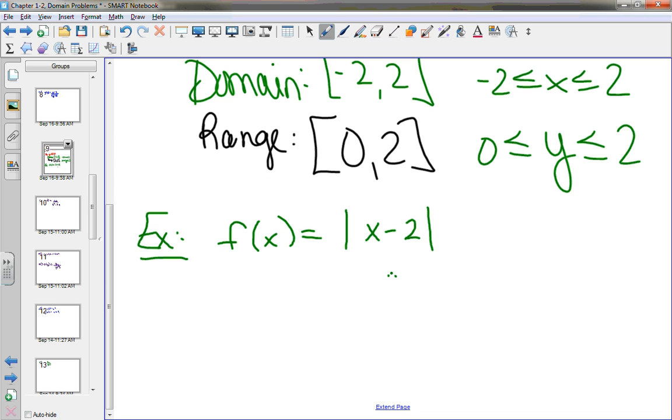Okay, well now let's look at this one right here. The absolute value of x minus 2. Well, if I graph this thing, what does this thing look like before you graph it? Way back to Algebra 2 translations. The absolute value of x looks like what type of a graph?